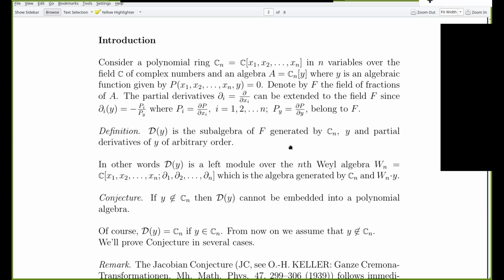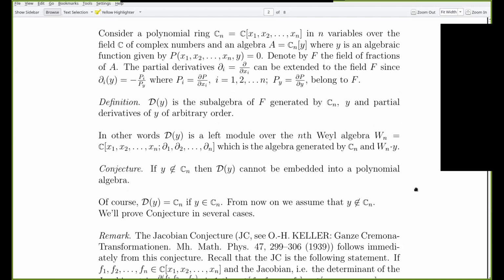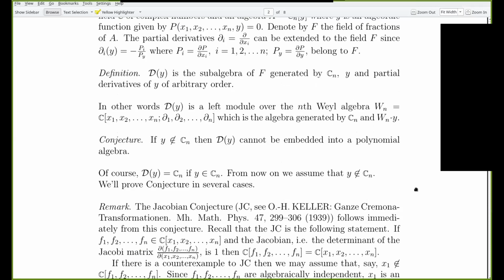So if you prefer this language, it's a left module over the nth Weyl algebra. So this is kind of a D-module as well.